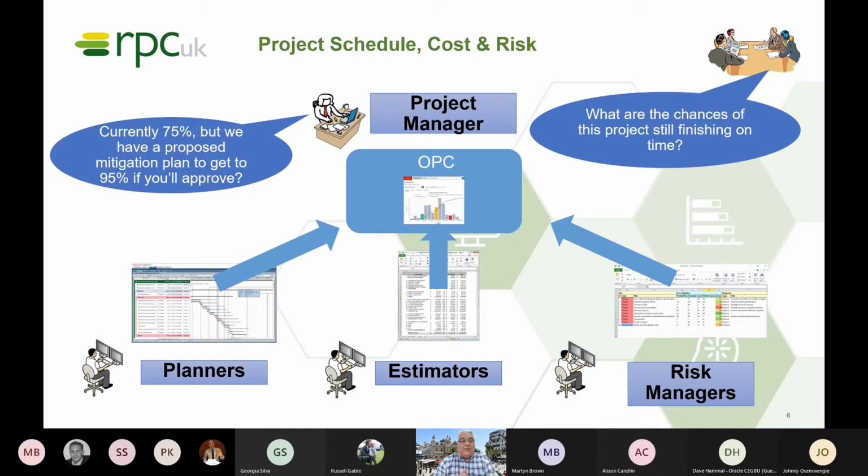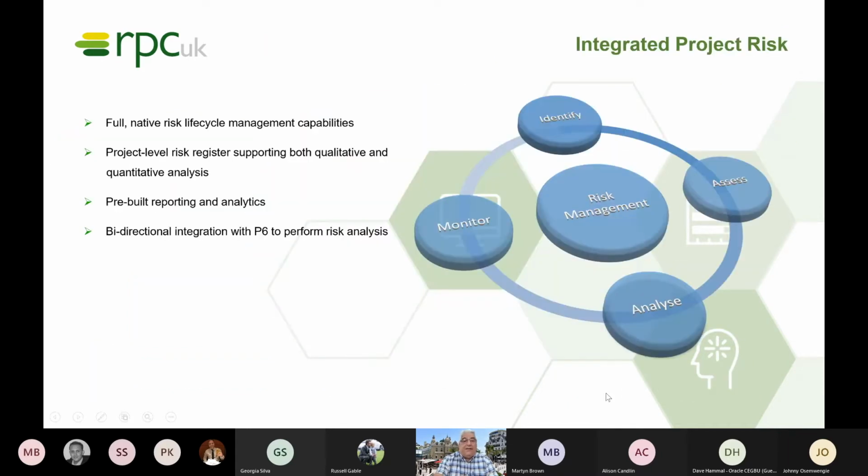And you can see there we've updated the project manager. He now knows that we're currently at 75%, but we've got a proposed mitigation plan to get to 95%. So we can pull all this information together in one tool, and this is really what we call integrated project risk. Integrated project risk allows the native risk life cycle, a fully functional qualitative and quantitative risk register, pre-built reporting and analytics. And if you are using P6 already, there's a bi-directional integration with P6.